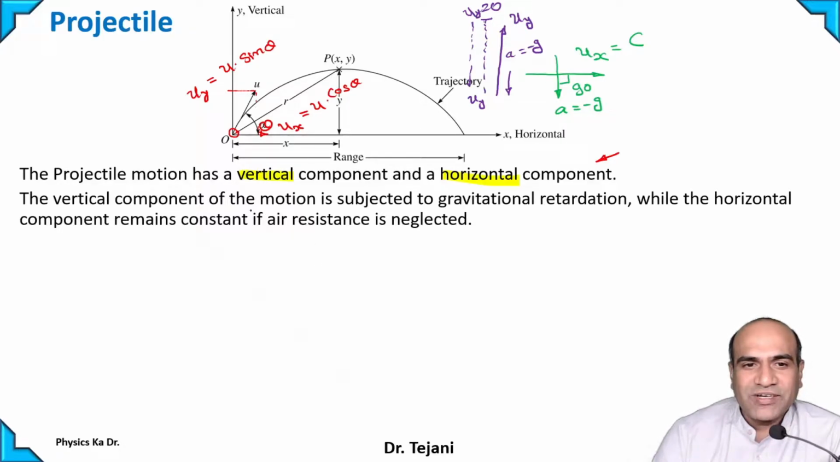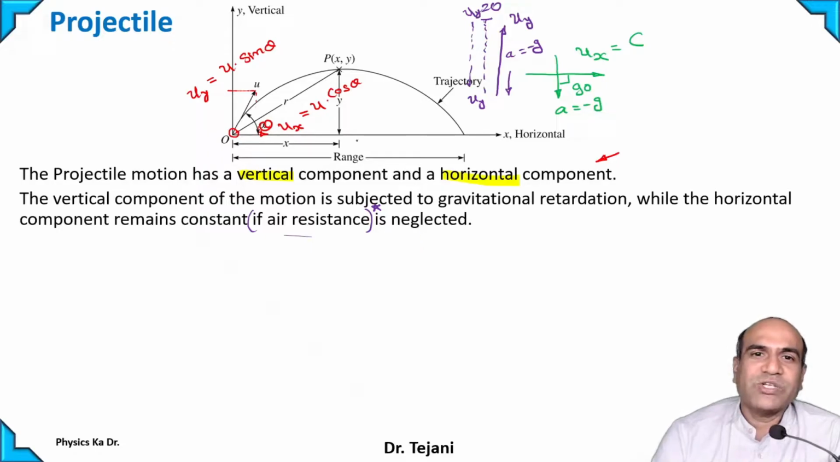See, terms and conditions are applied here. If you purchase a mobile phone, there is a guarantee or warranty, but there is a catch: terms and conditions are applied. So here also a term is applied. What is the term? If air resistance is neglected. So we are not considering the effect of air here.